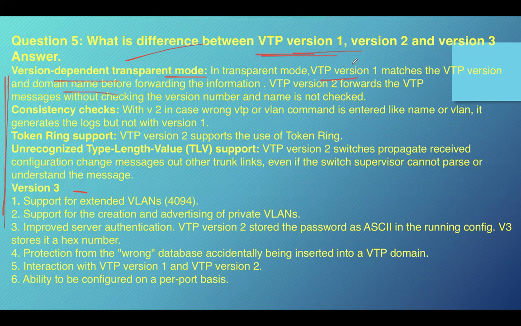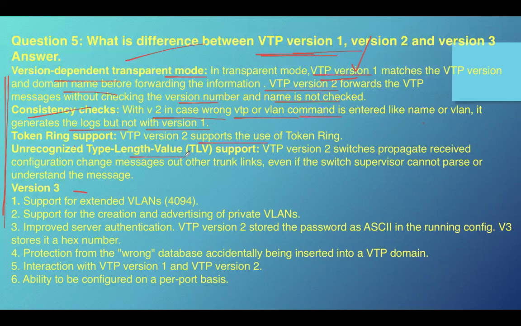If the switch is running VTP version 1, it would receive the information only when the VTP version and domain name match; otherwise it would discard it. But VTP version 2 forwards the VTP messages without checking the version and the domain. Similarly, version 2 does a consistency check in case a wrong VTP or VLAN command is entered, like a name or VLAN, and it generates a log, but version 1 won't generate logs. Version 2 also supports Token Ring, but version 1 doesn't.